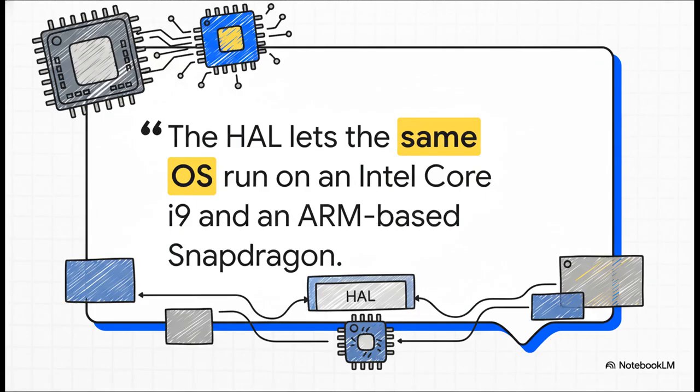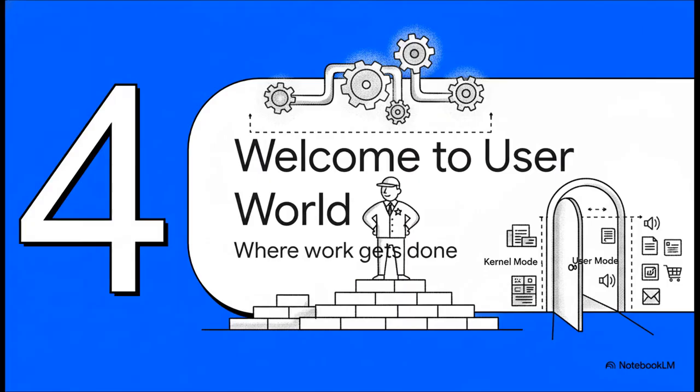And if you want a perfect real-world example of why this matters so much, just look at this. This is incredible, right? It's the reason the exact same operating system can run on a desktop PC with an Intel chip and a laptop with a totally different ARM chip. The HAL is the magic layer in the middle that handles all those differences so the kernel doesn't have to. It's a game changer.